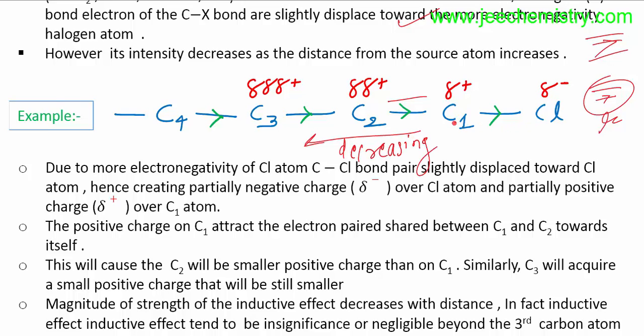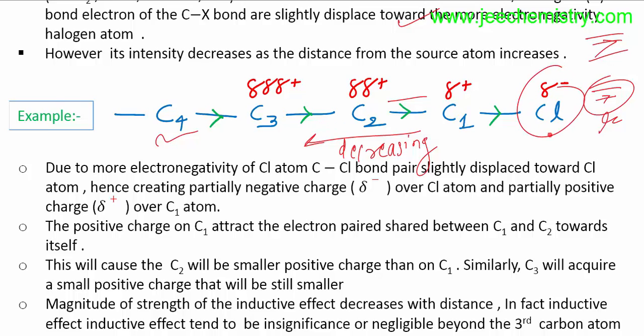The more electronegative chlorine will attract electrons from C1, then C2, then C3. So δ+ shows C1 loses more electrons, and δδ+ and δδδ+ mean it attracts fewer and fewer electrons of C3. But after C3 the effect is negligible for C4, meaning it will not attract C4 electrons. It is negligible after C3.